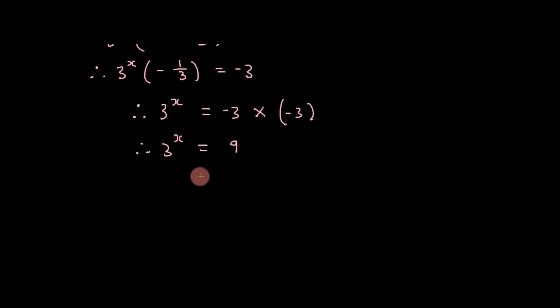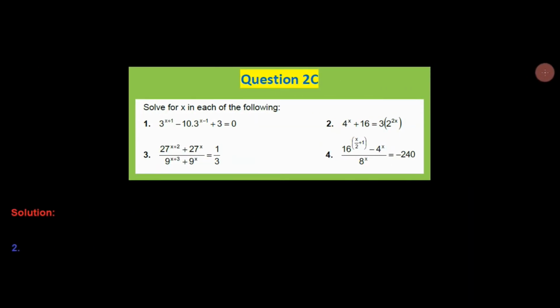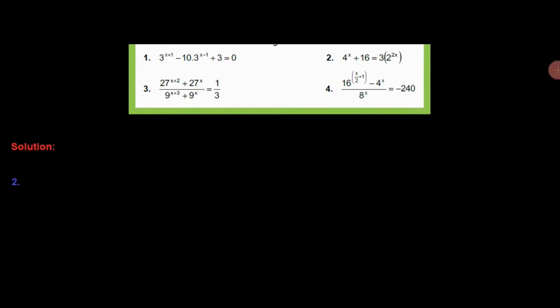Then using prime factors on the right-hand side, we want the bases to be the same on both sides. 9 is 3 squared. So we have 3 to the x equals 3 squared. The bases are the same, so the powers must be equal. So x equals 2.